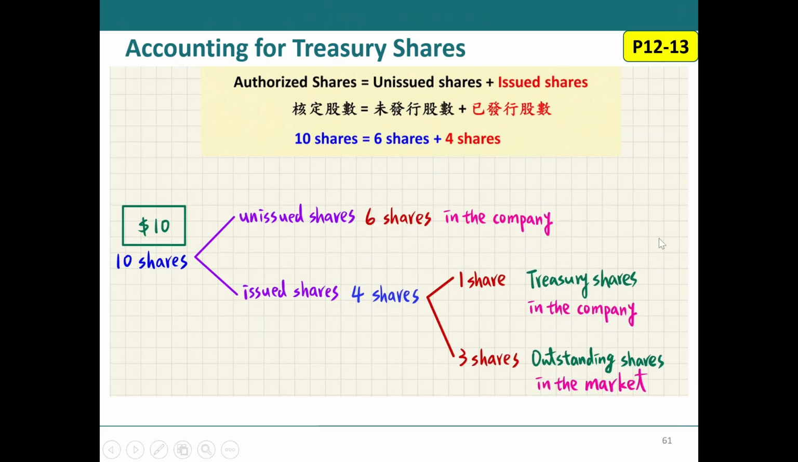So go back to slide 61. Slide 61 told you authorized shares 10, right? Issued 6 in your company. So for that 4 issued shares, you should understand where it is. These 4 issued shares in your company, we call treasury shares because you buy back the share and keep it in your company. The other 3 shares in the market, we call outstanding shares. Okay?